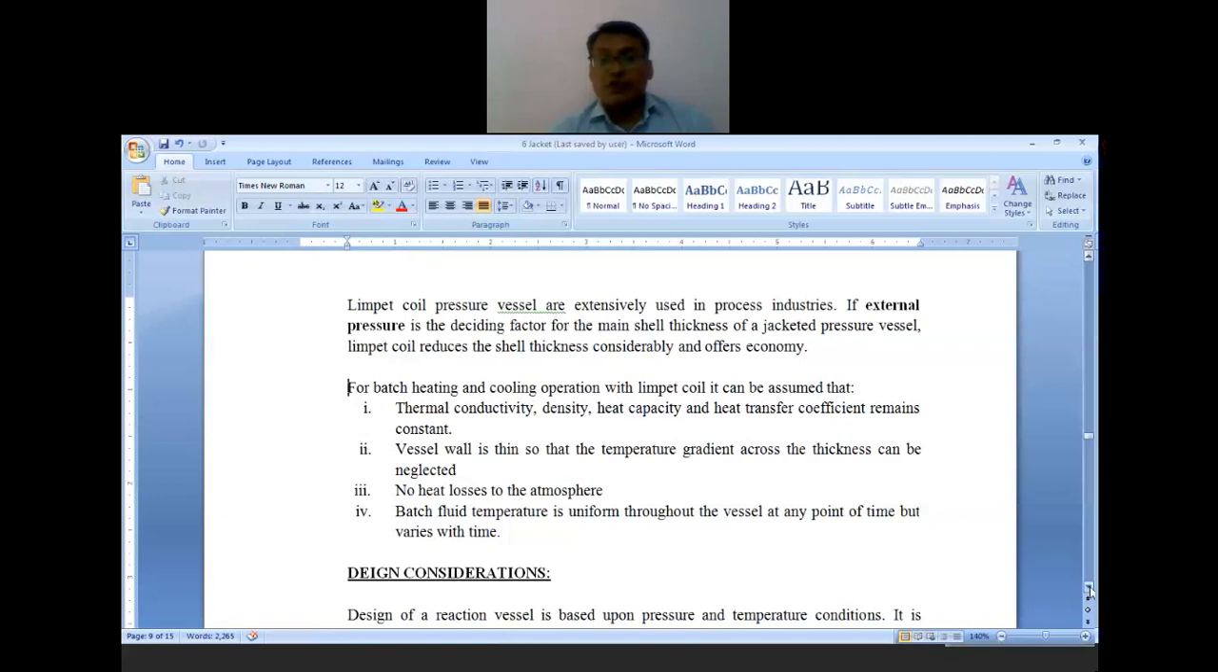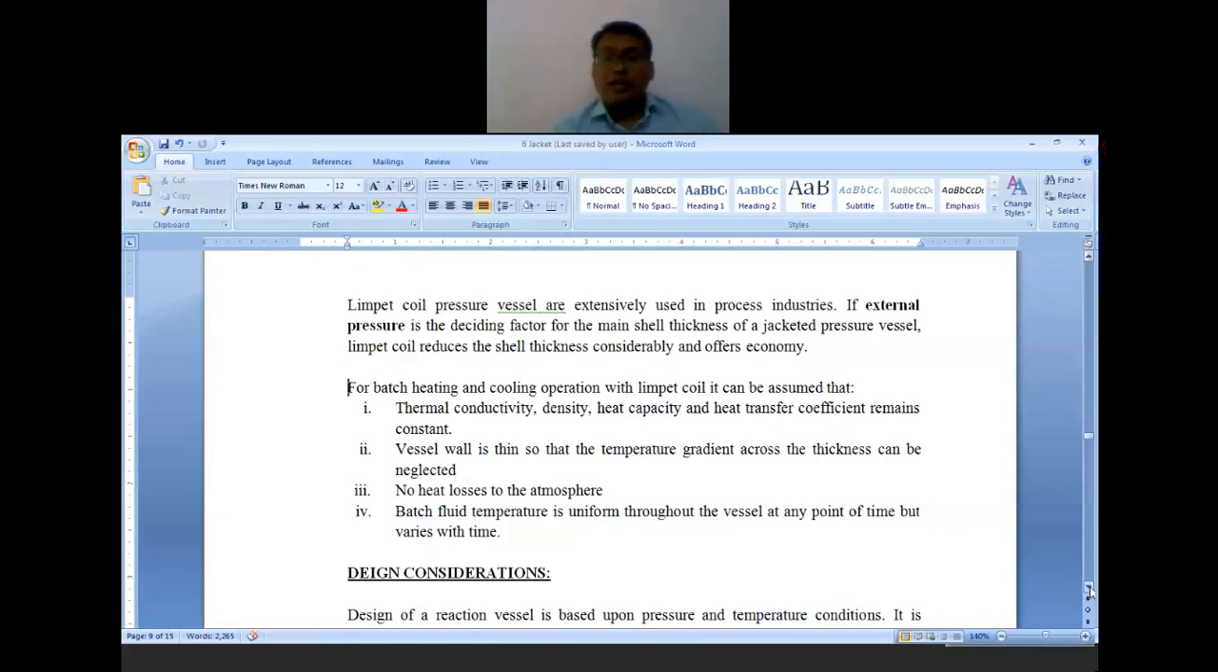Then for batch heating and cooling operations with limpet coil, it can be assumed that the thermal conductivity, density, heat capacity and heat transfer coefficient remain constant. These are the assumptions for calculation of the heat transfer coefficients in the coils and jackets. Then the vessel wall is thin so that the temperature gradient across the thickness can be neglected. A uniform temperature is considered, or we can say the resistance created because of this vessel wall can be neglected.